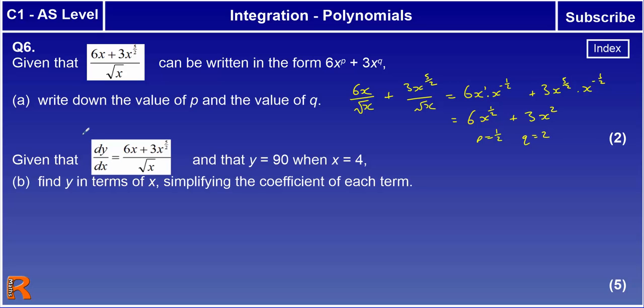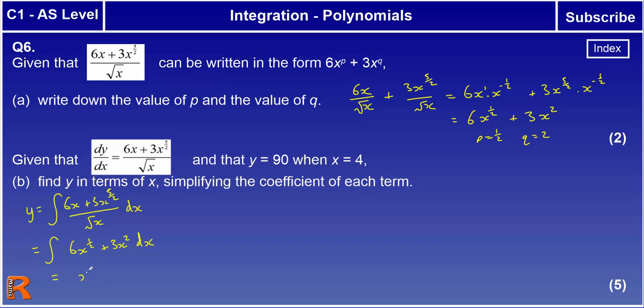we just worked on, and that y equals 90 when x equals 4, so that's telling us we've got to integrate and find the constant term, find y in terms of x, simplify the coefficient of each term. So we want to find y, which is going to be the integral of this thing, 6x plus 3x to the 5 over 2 all over the square root of x dx, which is just the integral of what we found over here, which is a much simpler function to deal with, 6x to the half plus 3x squared dx.